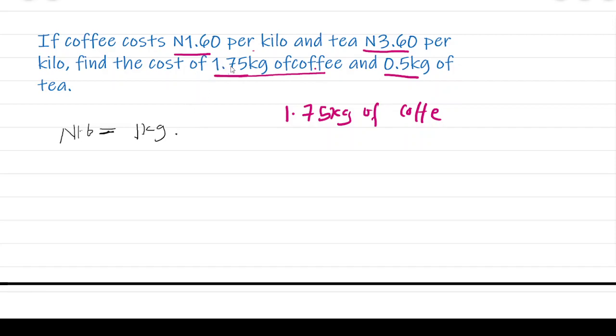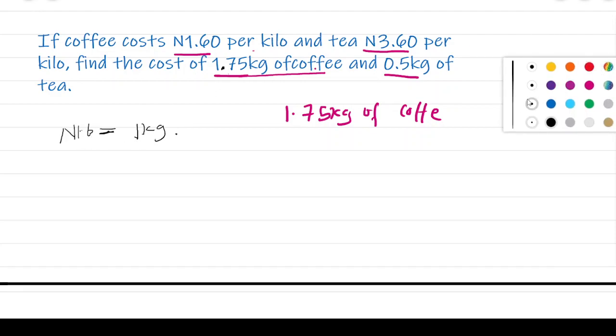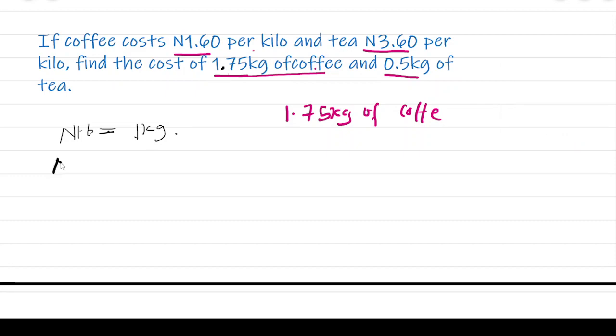But we're asked, how much does 1.75 kilogram cost? So 1 kilogram costs 1.6 naira. What we're going to do next, since 1.6 naira equals 1 kilogram, then for 1.75 kilogram, we multiply by 1.75, multiply the 1.6 naira by 1.75, and then multiply here as well the 1 kilogram.